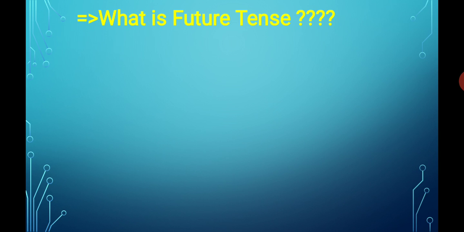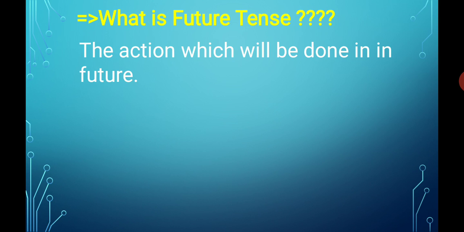Okay, now let's start. Today's topic is future tense. So what is future tense? The action which will be done in the future is called future tense. Now we will revise all three tenses which we have learnt up to here, right? First is present tense. So what is present tense? We are talking about regular actions. It is called the present tense.